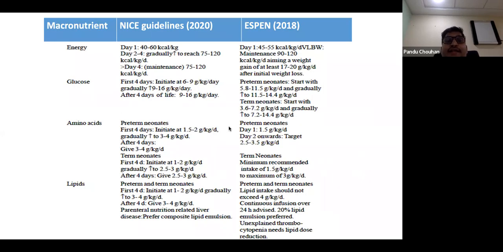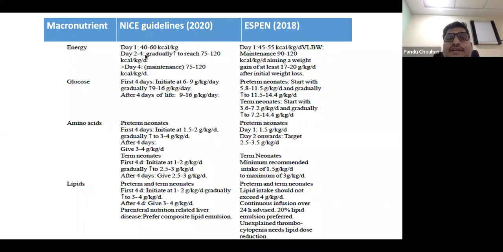These are the guidelines for the macronutrients in the case of neonates. There are two guidelines from Europe: one is NICE from the UK, and the other is the European Society. Most of the guidelines are similar.